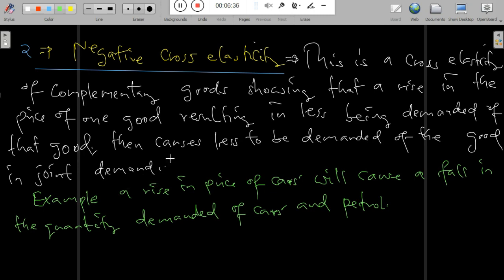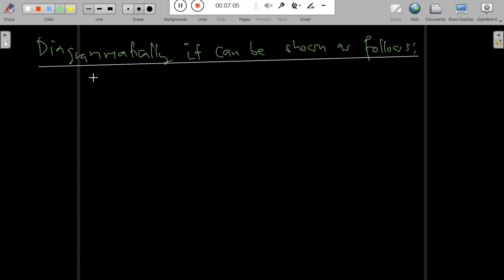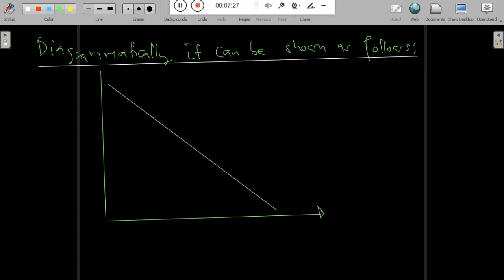Example, a rise in the price of cars will cause a fall in the quantity demanded of cars and of petrol as well. This means that because of the increase in the price of cars, many people will fail to buy additional cars, and the quantity of petrol demanded will also fall. So there will be an inverse relationship between the price of cars and the quantity of petrol. This is what is represented under negative cross elasticity of demand.